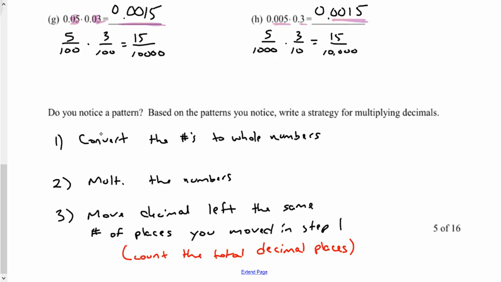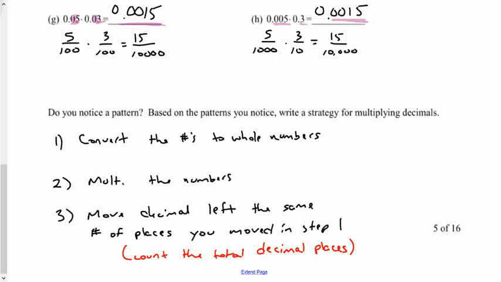So here's maybe how we could think of it: convert the numbers to whole numbers. That's what we did ultimately when we wrote all these as fractions, right? We said let's change this 0.05 into 500ths and 300ths. So we'll multiply 5 times 3 and get 15. Then we're going to end up moving the decimal back to the left the same number of places we moved it in step 1. So we moved it 2 places here and 2 places there for a total of 4 places. And that's why we move the decimal back 4 places, right? Or count the total decimals that you're multiplying: 1, 2, 3, 4. So we have 4 decimal places in our answer.